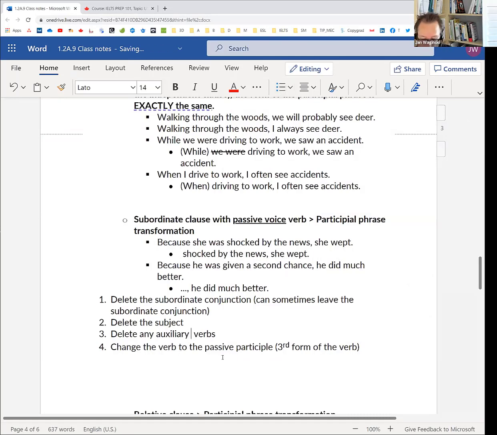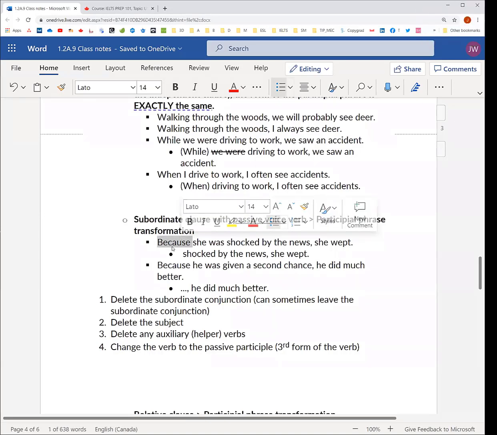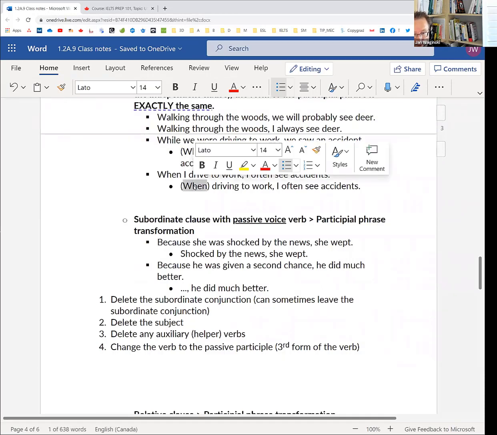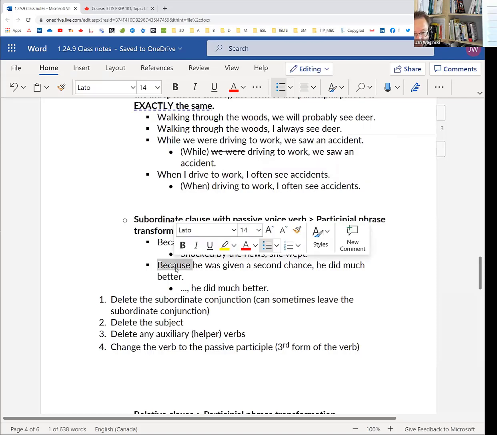Auxiliary is a fancy word for helper verbs. Like I am talking, I was talking, I will be talking. So all those helper verbs that go in front of the main verb, you just cut them all out. And we don't ever leave them in to make the participial phrase. So it's simply: shocked by the news, she wept. Okay. Some of these are exceptions. So while, when, you can leave those in, up to you. Because, you can't leave it.